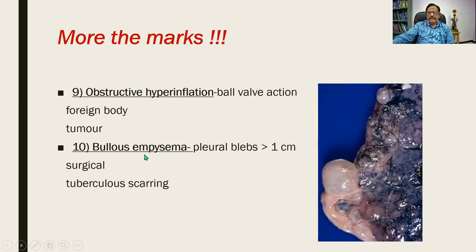And last, 10 is bullous emphysema, seen on the surface. This can happen due to surgical trauma or damage due to a tubercular scar. So there are 10 types of emphysema. Please remember the types, but the pan-acinar and centri-acinar can also be asked as individual questions.